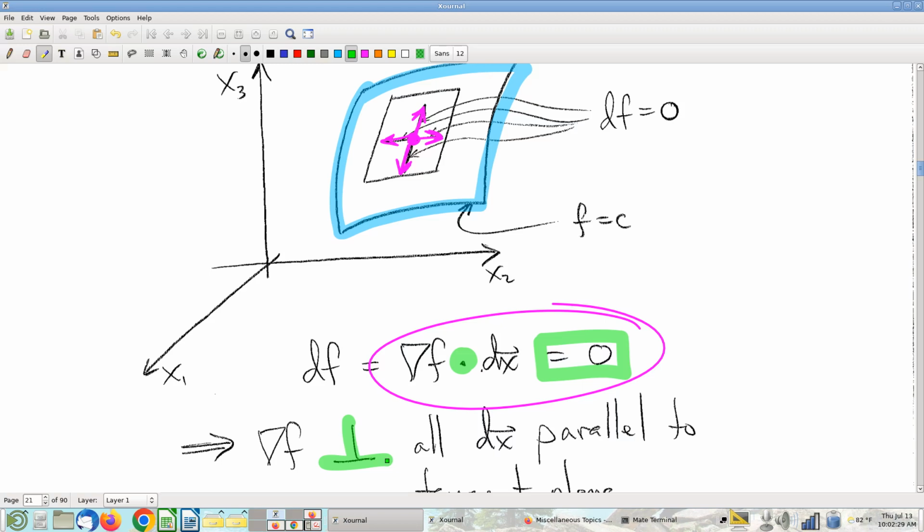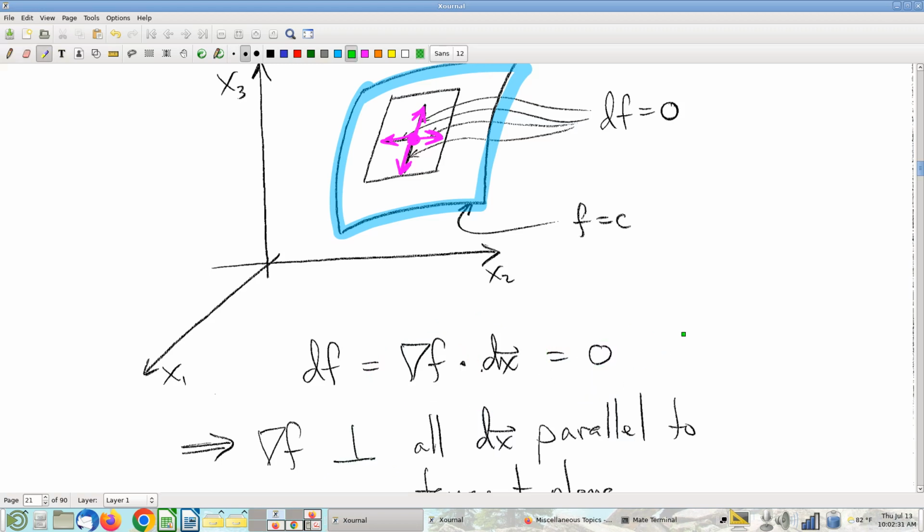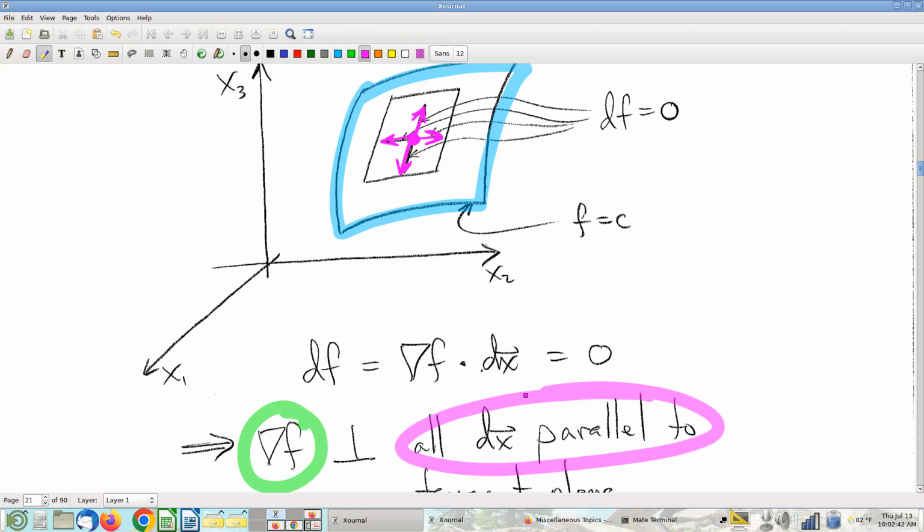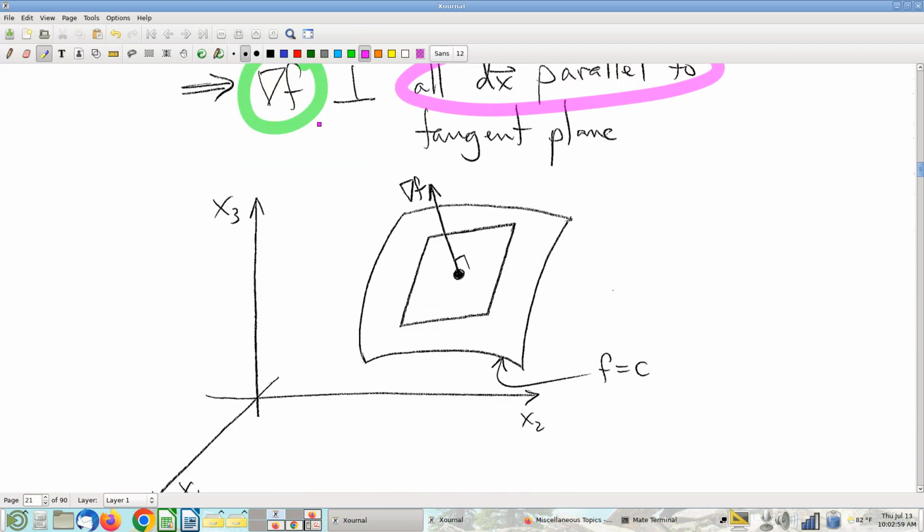Okay, so fantastic then. What this means is that, let's see here, color coding this. The gradient vector is orthogonal to all of my dx's here, all of my little dx's in purple here. These all represent input changes. So all of those tangent vectors to the surface. The gradient's got to be perpendicular to all of those tangent vectors. And how could that be? What picture can I draw that has the gradient vector being perpendicular to all of these tangent vectors? Well, it would have to be perpendicular to the surface itself.